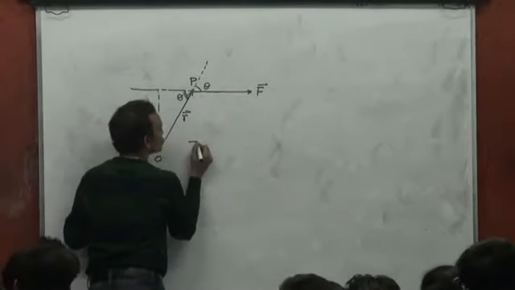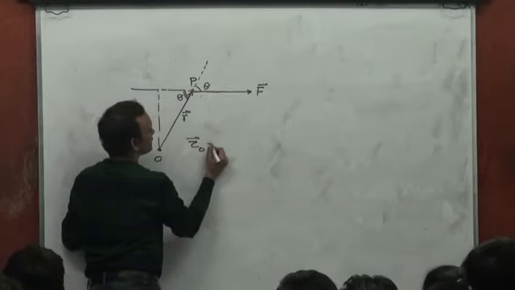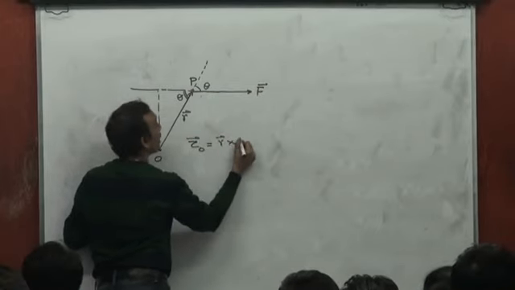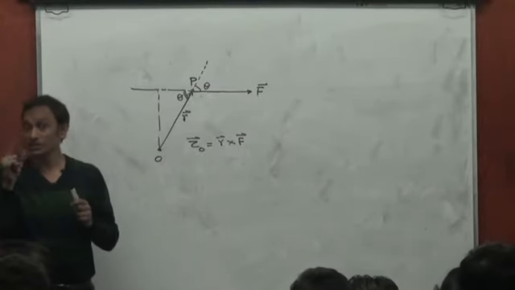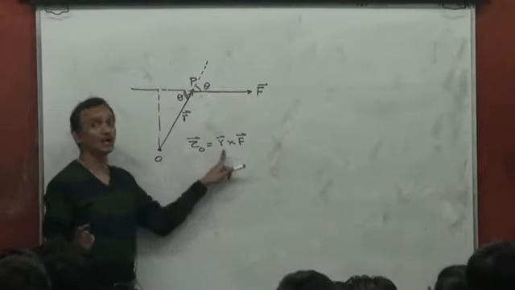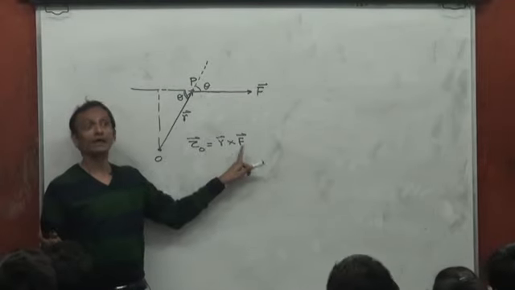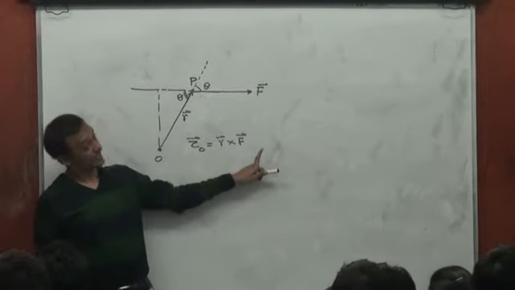Then the torque about O is defined as R cross F. Instead of R cross P, now we have R cross F. Similar structure. For angular momentum about O, we had R cross P. Now for torque about O, we have R cross F.